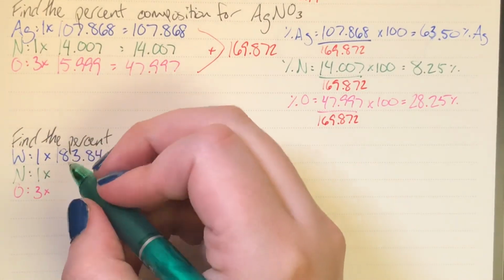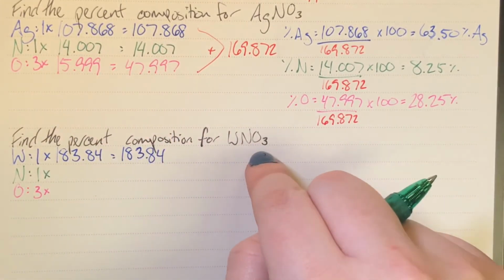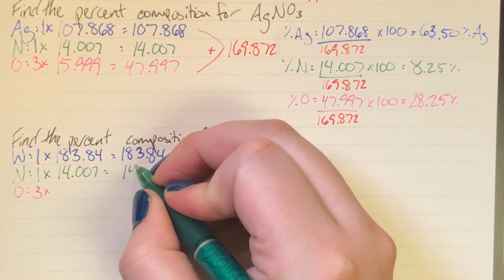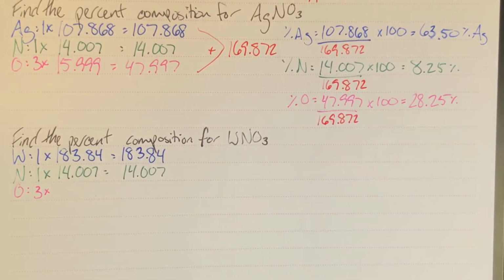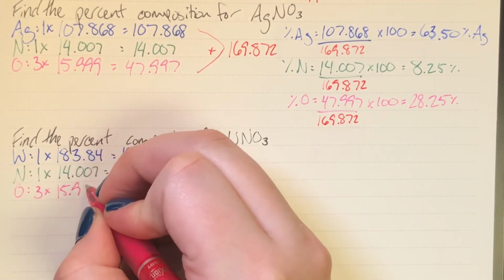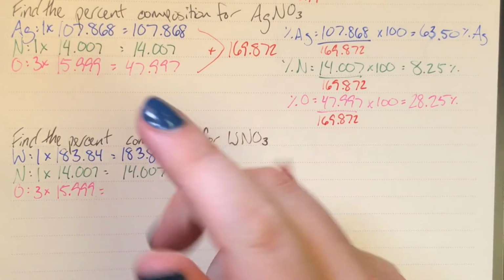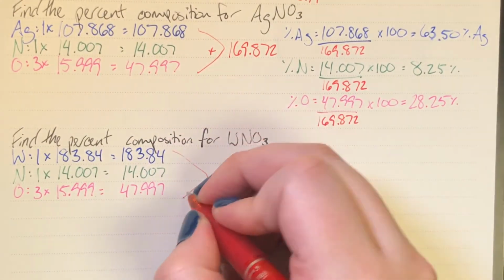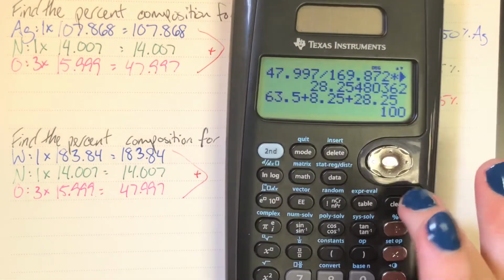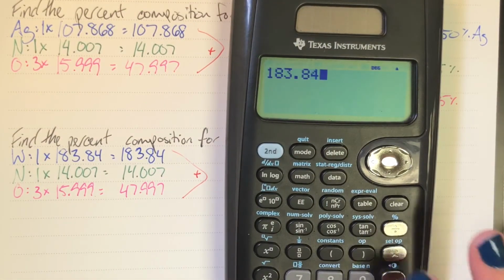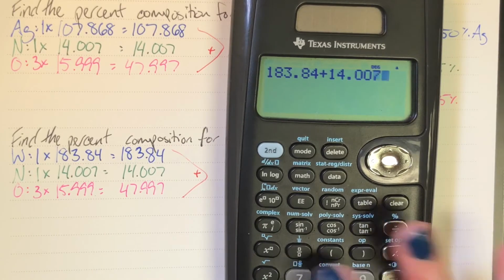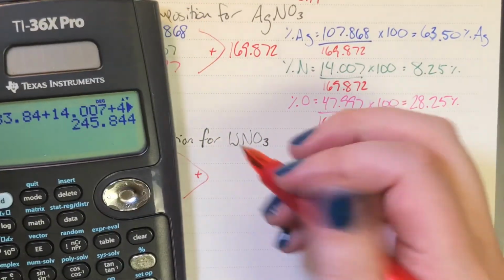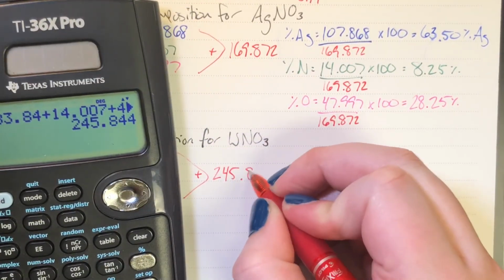Nitrogen, I'm going to just go ahead and steal these masses from up here since we're using the same compound. So 14.007, 1 times 14.007 is 14.007. And oxygen, its mass is 15.999. 3 times 15.999, I already did that, is 47.997. Then we'll add them up. So 183.84 plus 14.07 plus 47.997 gives me 245.844.